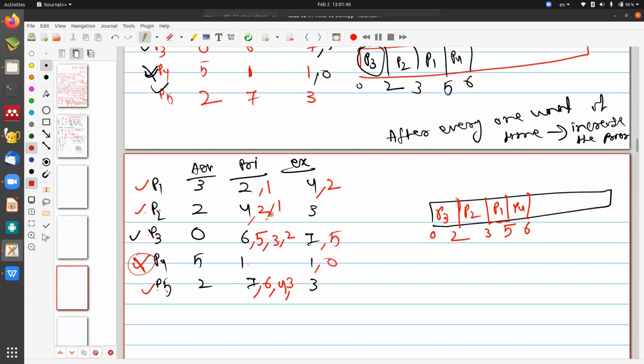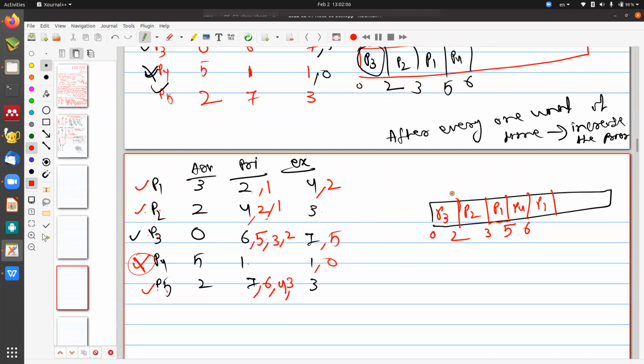Now, very interesting part. This one has the high priority. If both of them have the same priority, then which one will be followed? As per SJF, this is 2, this is 3. So who will get a chance? This P1 will get a chance.